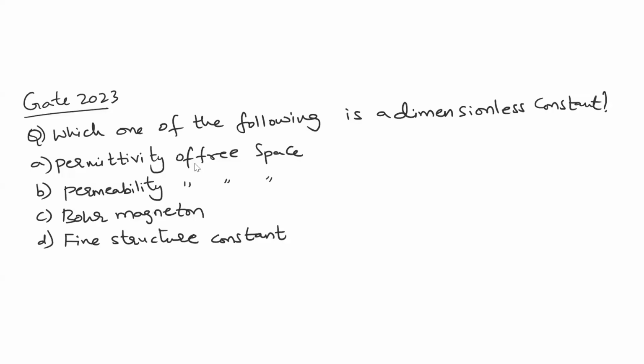Hello and welcome to this lecture, which is a question asked in GATE 2023 Physics for 1 mark. Here they have given 4 constants and are asking which of the following is a dimensionless constant. The 4 constants given are permittivity of free space, permeability of free space, Bohr magneton, and fine structure constant.